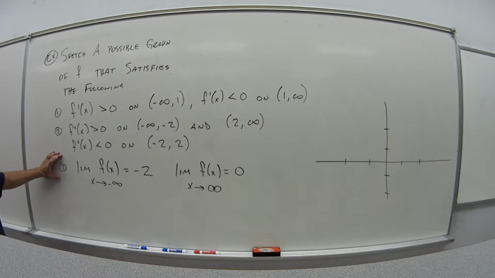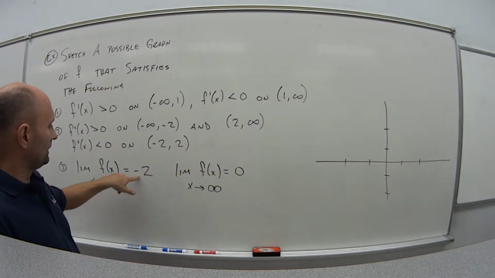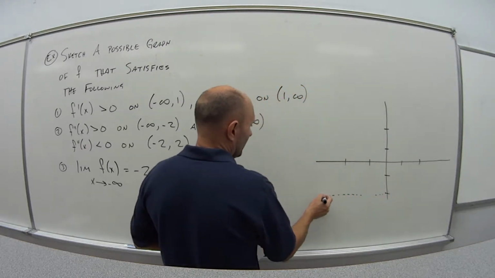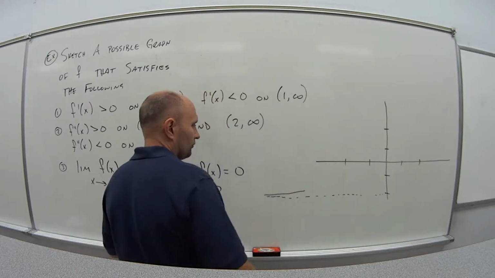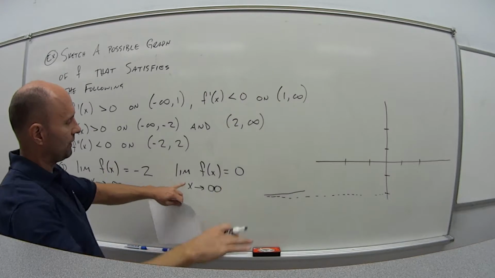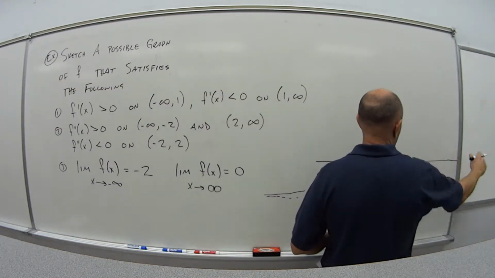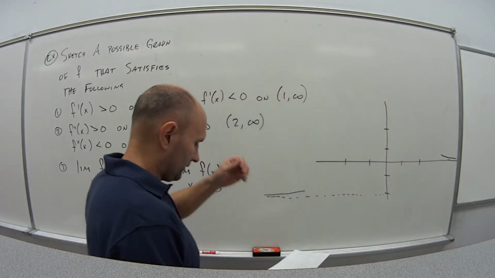So let's start with number 3. This is the easiest for us to figure out to begin with. As we go to negative infinity, this function gets really close to negative 2. So it's basically a horizontal asymptote at negative 2, and we're running real close to it down here. And as we go out to positive infinity, the function approaches 0. So my x-axis, something similar to that.